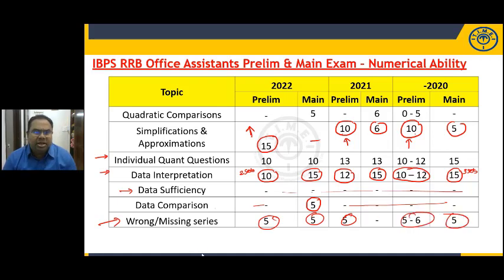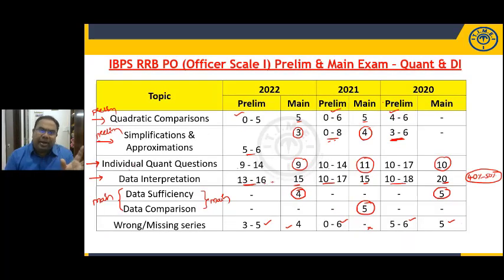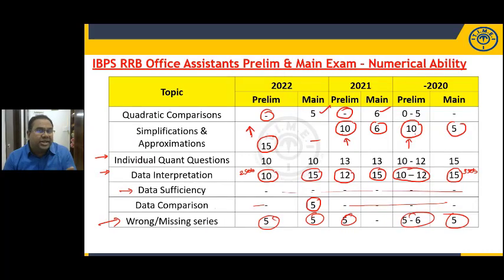Regularly, you are getting questions on simplification and approximation. Quadratic comparison: 2020 prelim we had, 21 prelim, 22 prelim, we don't have quadratic comparison questions. Instead, these questions were given in the main exam. You observe this difference. Here, in the RRB officer scale 1, quadratic comparisons were a part of your prelim exam. Also, in the last 2 years, you're getting questions in your main exam. But quadratic comparison, in the last 2 years, was not asked in the prelim exam, but has appeared in your main examination. Right, individual quant questions, that's equation, ratio. On an average, you're getting 10 to 15 questions from individual quant questions, right?